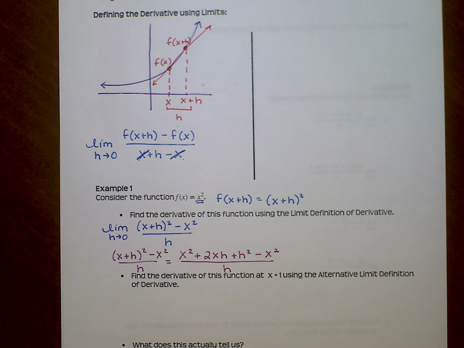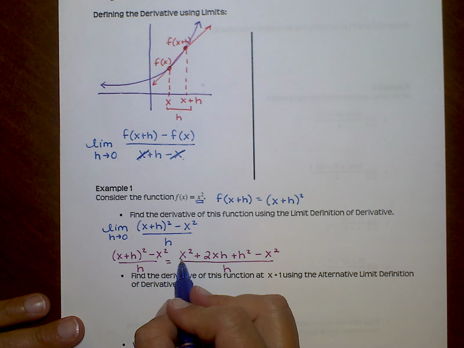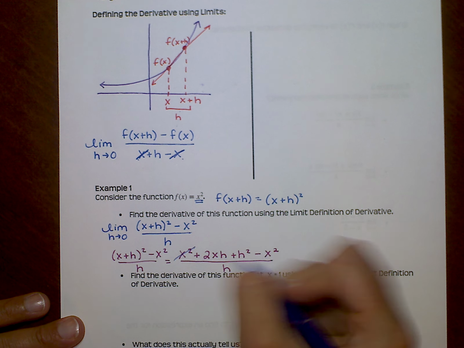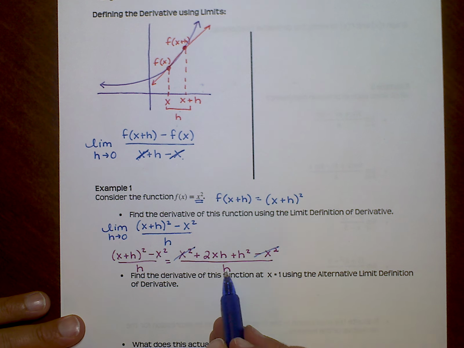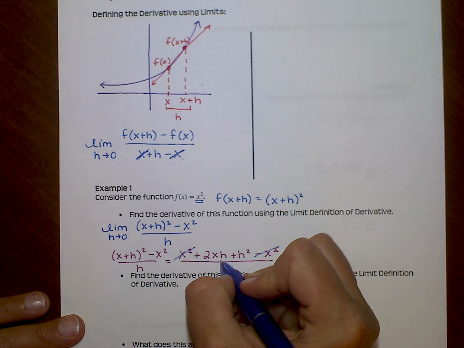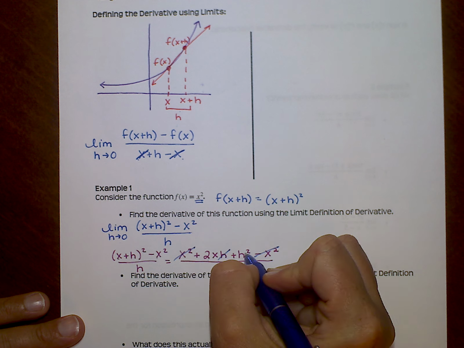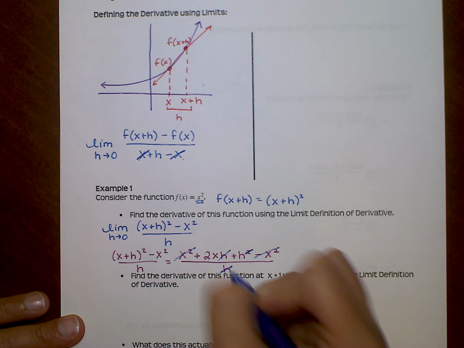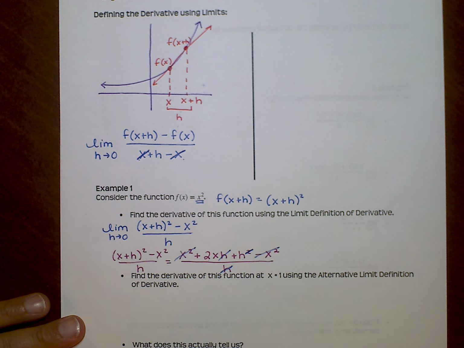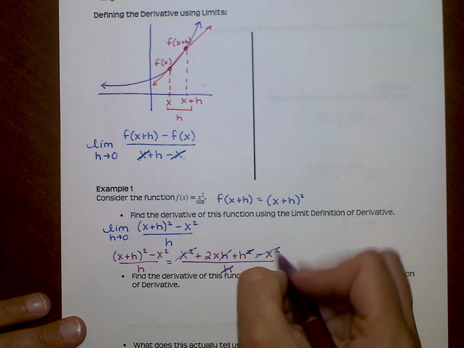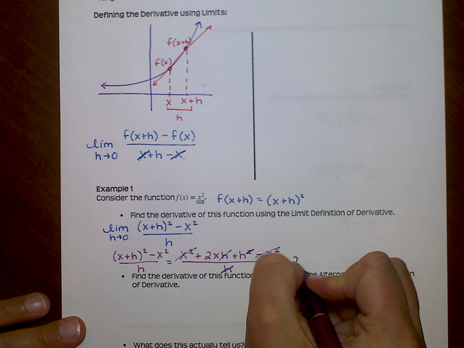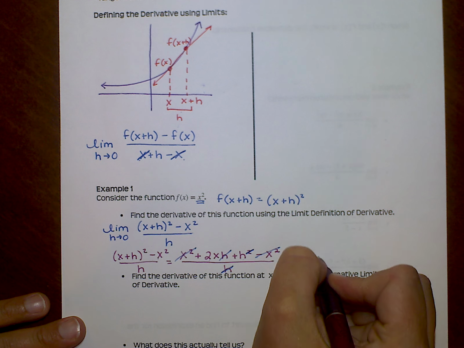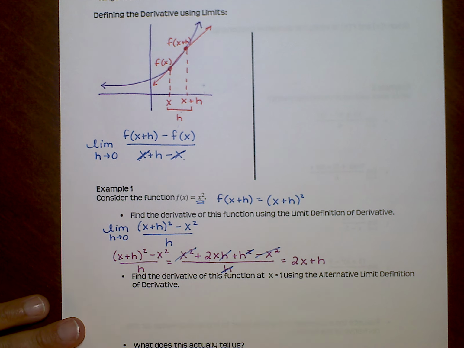Okay, two things you should notice now. First thing is the x squareds disappear, right? I have an x squared minus x squared, so those go away. And then, if I look at the two pieces I have left, I'm dividing by h, which means each one of these pieces is going to lose an h. So I'm going to lose an h here, I'm going to lose an h here, and then that cancels with this h. And so now this expression boils down to just 2x plus h. That's what I have left.